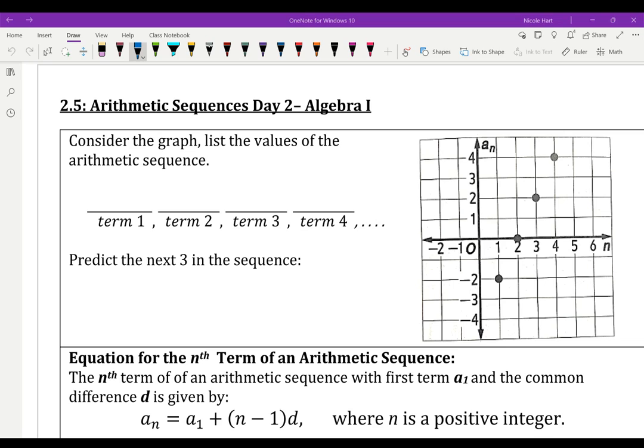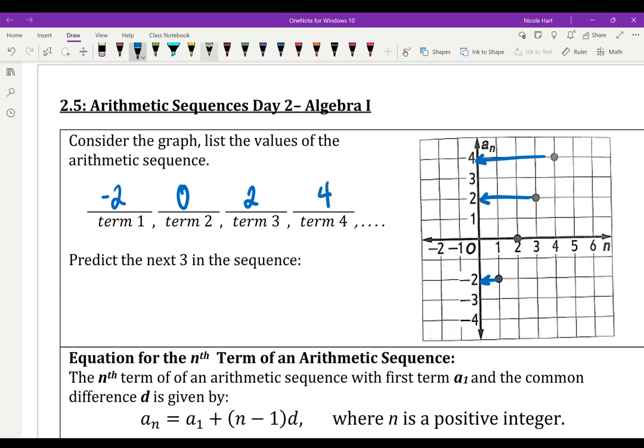So we're going to look at this graph to the right, and we have our first term here. We're going to consider that x value of 1 to be our first term, so the y value is -2. Our second term, the y value is 0. The third term, our y value is 2. And our fourth term, the y value is 4.